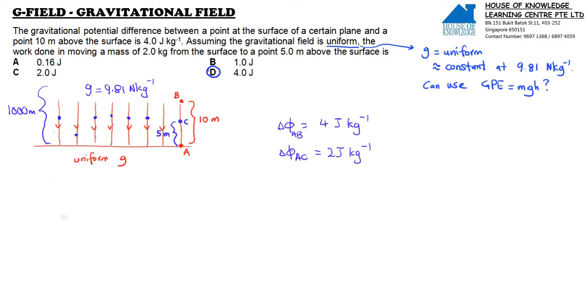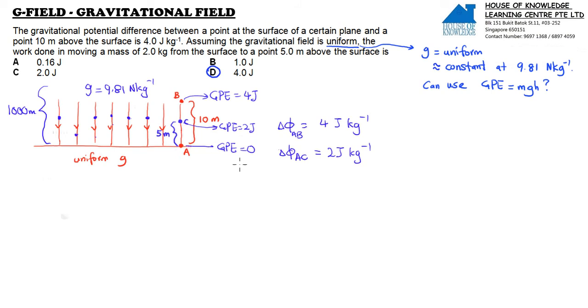Why so? We can just analyze normally because we can treat the ground here as 0. We treat the ground as GPE equals 0. At this 10 meters, the GPE is 4 joules. Let's say this mass is 1 kilogram. So at 10 meters, the GPE is 4 joules, and at 5 meters, the GPE is definitely only 2 joules.